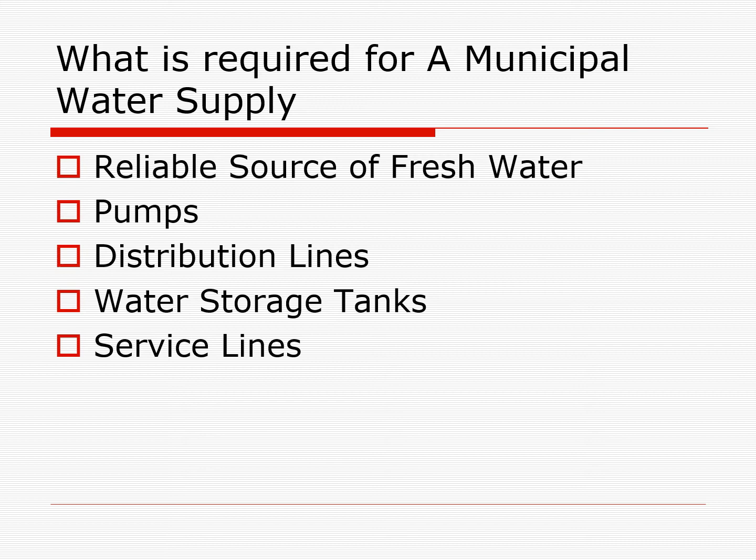The next thing that I need are pumps to distribute that water, and pipes or distribution lines to get that water out from wherever my source is to my consumers of that water, you and I, as we open up our tap and drink our water. And then there are also water storage tanks that are in the system, and these serve two purposes. They serve to store water in case of a fire, but they're also there to maintain pressure on the system. And then I have my service lines that run from our distribution lines into our individual customers.